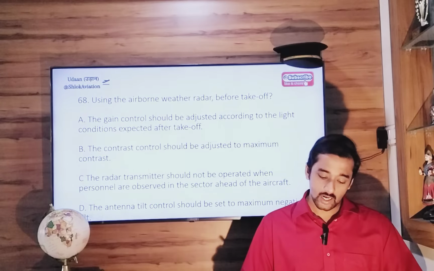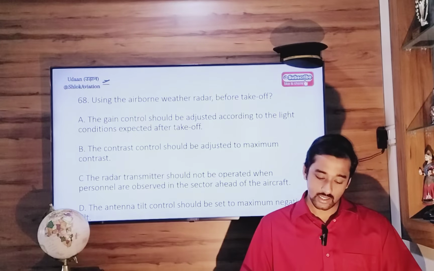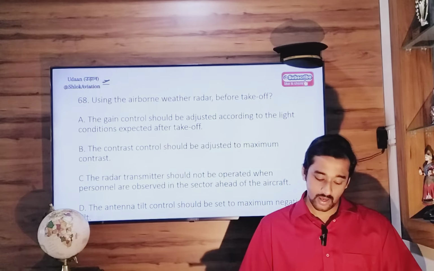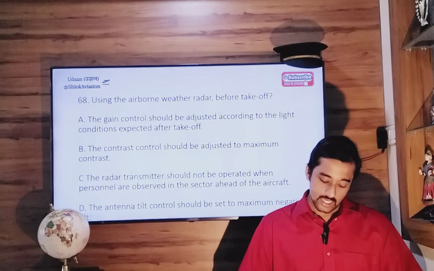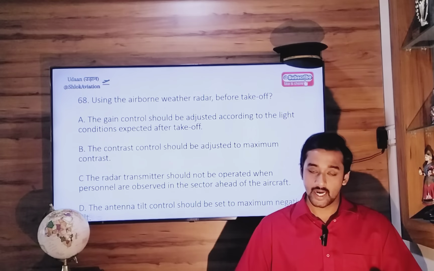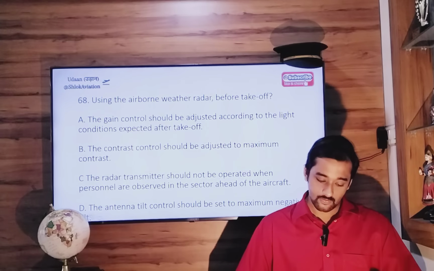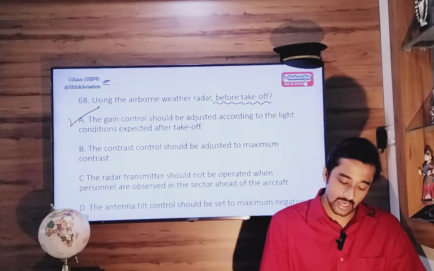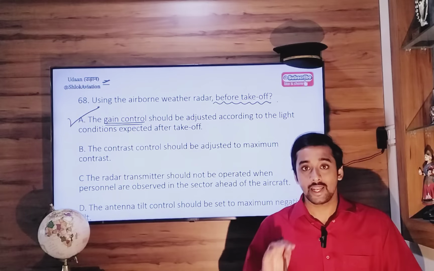Using the airborne weather radar before takeoff, the gain control should be adjusted according to the flight conditions expected after takeoff. The contrast control should be adjusted to maximum contrast. The radar transmitter should not be operated when personnel are observed in the sector ahead of aircraft. The antenna tilt should be set to maximum negative tilt. So just before takeoff, you will have to adjust the gain control knob according to the flight conditions expected after takeoff in your flying path.